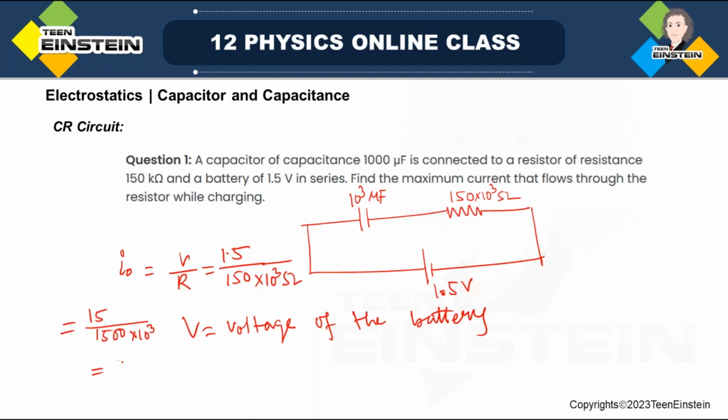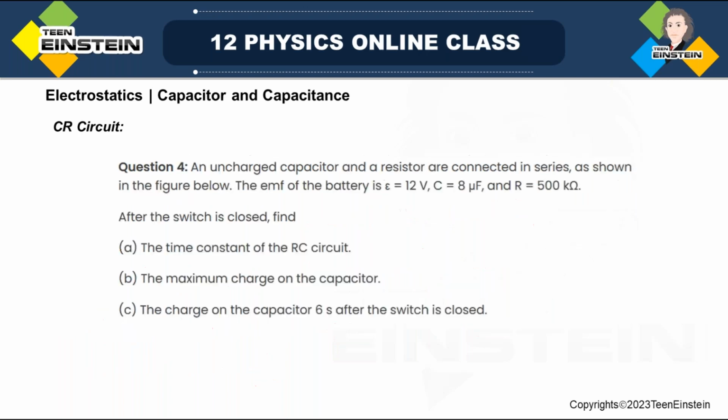This is 15, 15, so I can get 1 into 10 to the power minus 5, or we can say 0.1 microampere. So this will be the current in the circuit initially, 0.1 microampere. Now we'll go to the next problem.